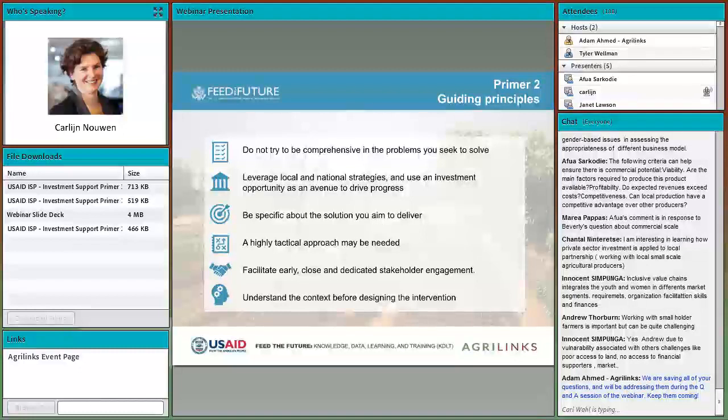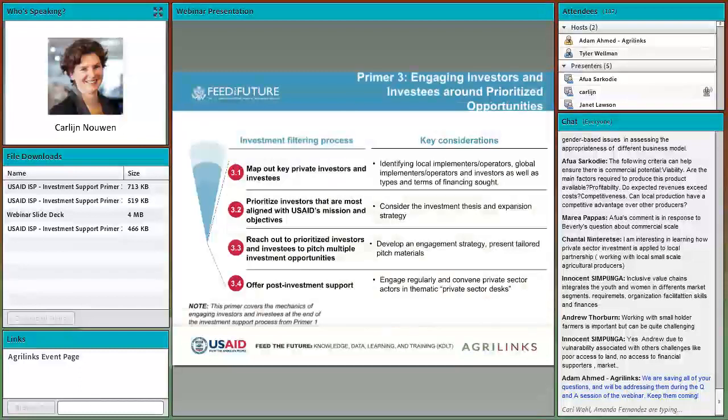Obviously, an alignment with local and national strategies and using an investment opportunity as an avenue to drive progress will yield much more smooth and faster results because you can find the common ground and you can find the alignment across various different stakeholders. That does require, obviously, early, close and dedicated stakeholder engagement to make sure that you know all the various different perspectives and people also understand why you may or may not be focusing on their part of the equation, which also naturally comes with a need to understand the context before you design the intervention.